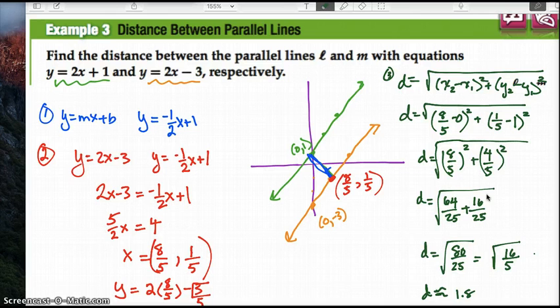Okay, a lot of work and a lot of fraction fun gets us down to the distance being 1.8. So my hope is that this makes sense.